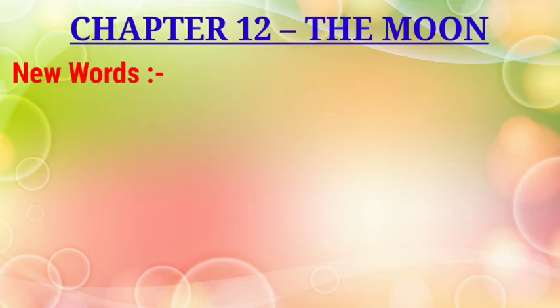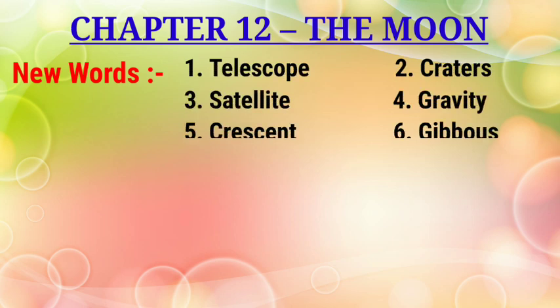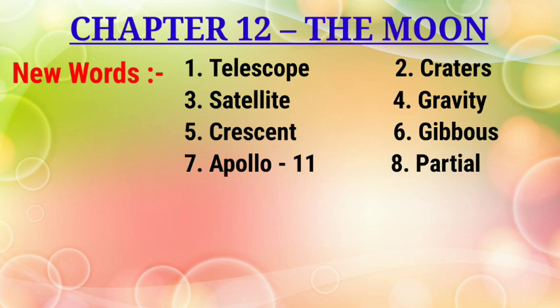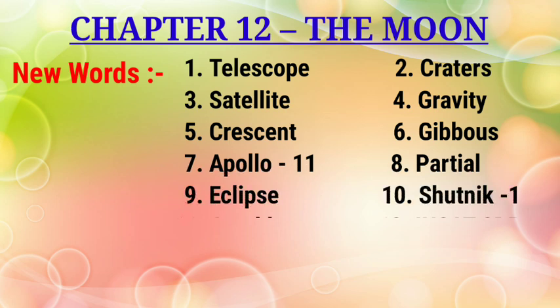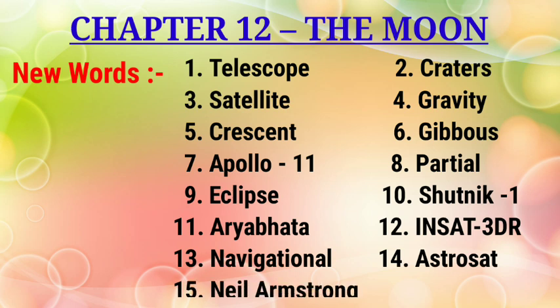Chapter 12. The Moon. New words. 1. Telescope. 2. Craters. 3. Satellite. 4. Gravity. 5. Crescent. 6. Gibbous. 7. Apollo 11. 8. Partial. 9. Eclipse. 10. Sputnik 1. 11. Aryabhata. 12. INSAT 3DR. 13. Navigational. 14. AstroSat. 15. Neil Armstrong.